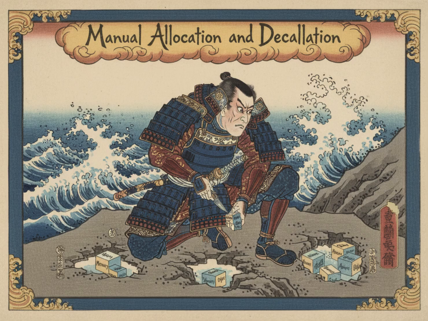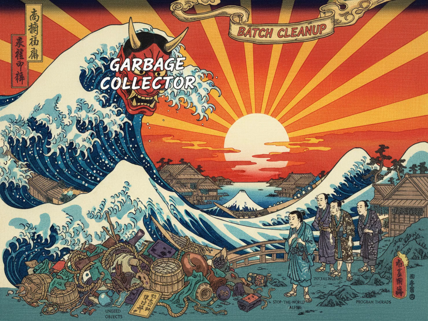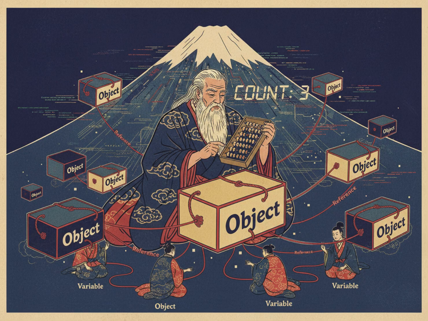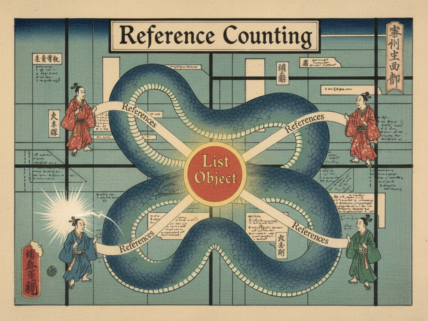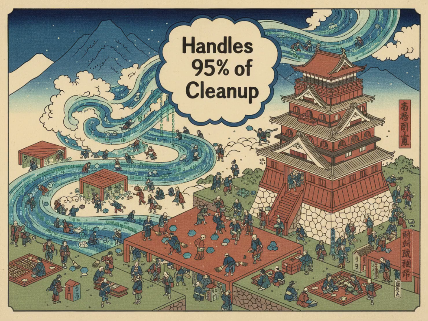So we have seen C++, where you do everything manually, and Java, where garbage collection does it all in batches. But Python is different. It uses hybrid memory management. First, reference counting. The fast one. Object not used, freed instantly. Handles 95% of cleanup.